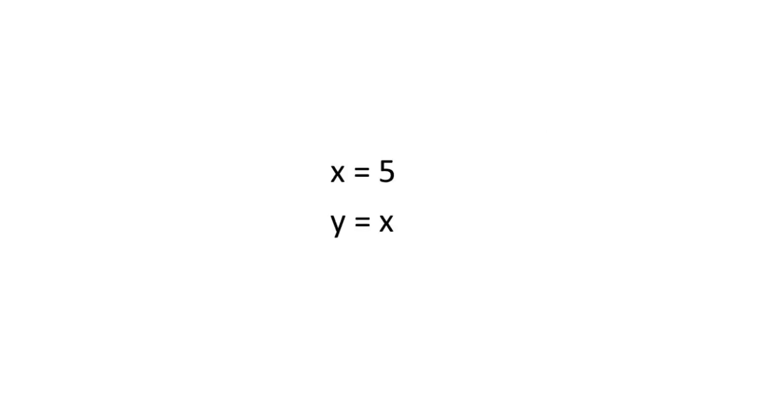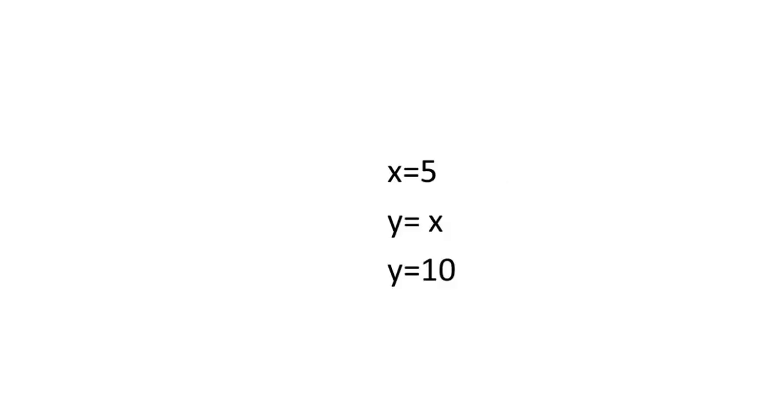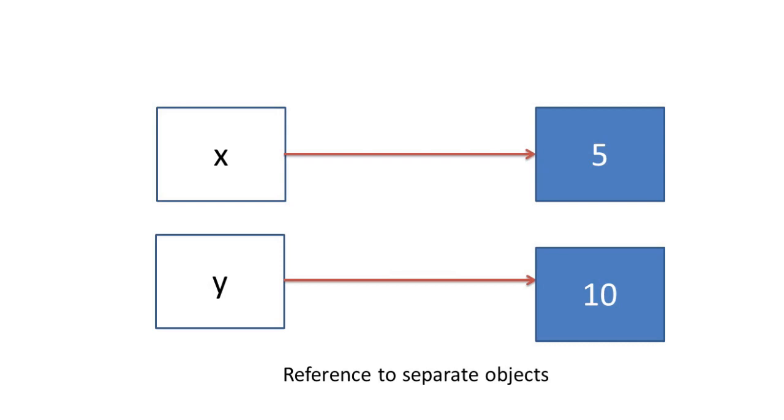Now, assign the variable x to the variable y. What happens now? Will another object be created in memory? Simply no. The variable y will also point to the same object as that of x. If we assign a value 10 to the variable y, Python creates a new integer object with the value 10 and y becomes a reference to it.